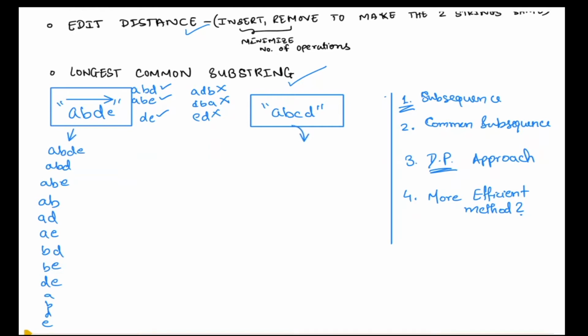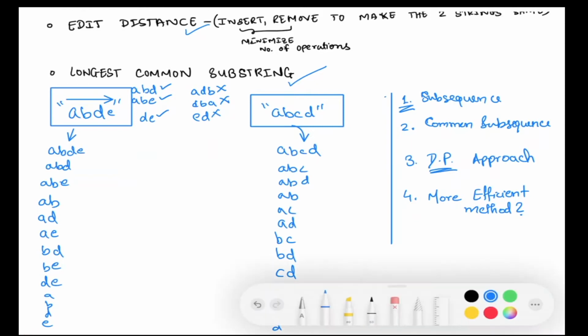For ABCD, the first subsequence will be itself, that is ABCD of length 4. I am doing it in decreasing order of length. So again, as it was for the previous one, AD, BC, BD, CD, A, B, C, D. These are the list of subsequences for the sequence ABCD.